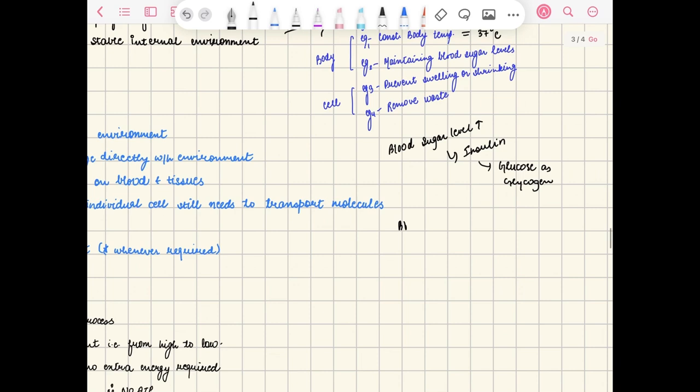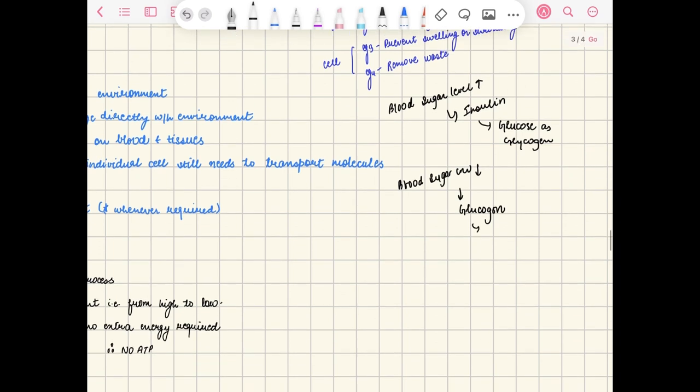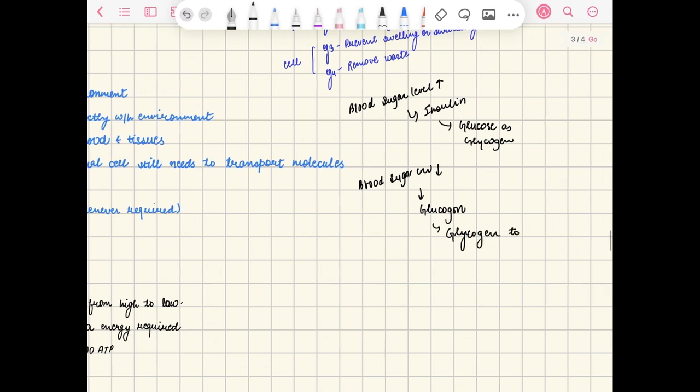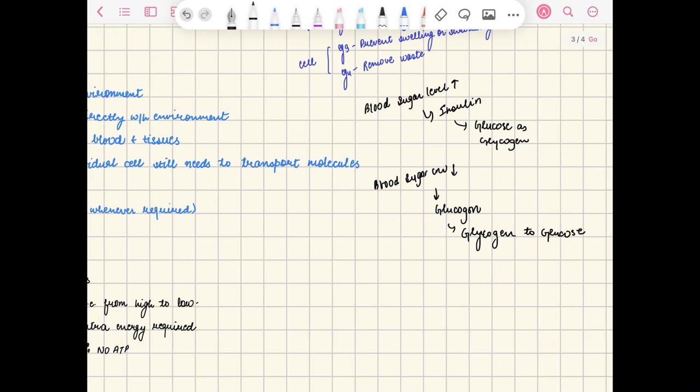But if the blood sugar level is low, what would happen? Then glucagon is released. What will glucagon do? It will break down the glycogen that we had stored previously to glucose. Now here there is no condition where the blood sugar level is just kept as high or as low. The body is doing things to maintain that level, the normal blood sugar level, right?